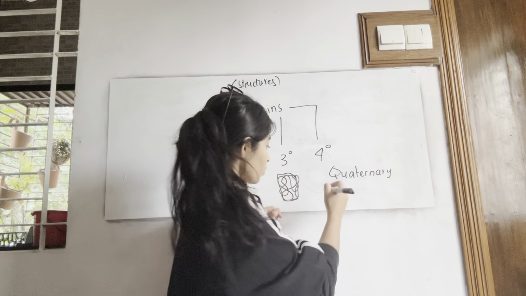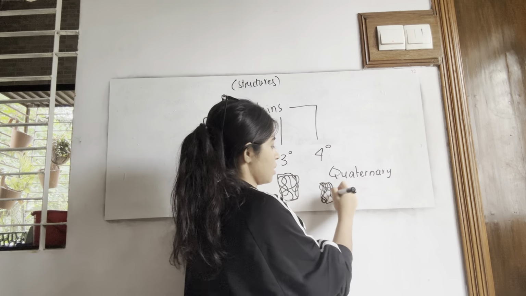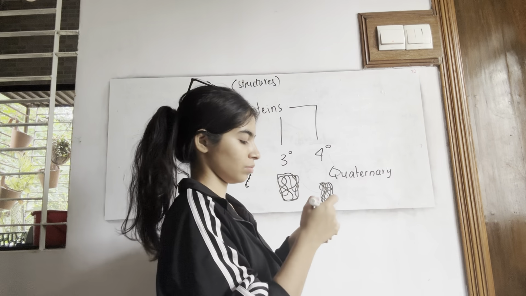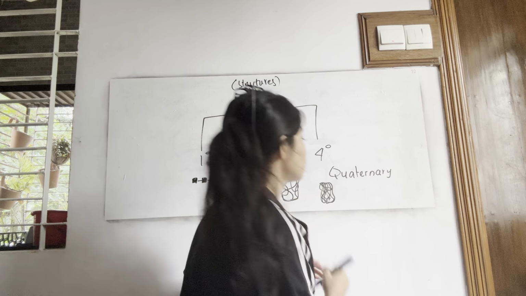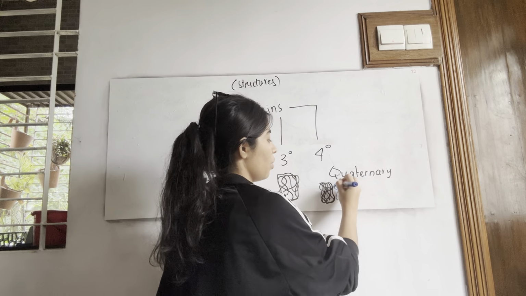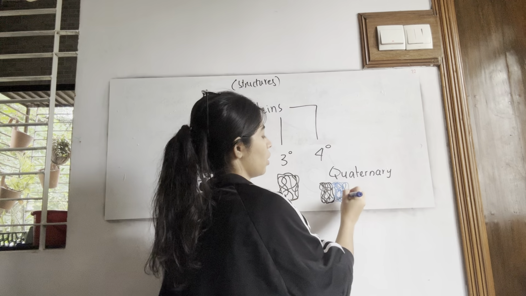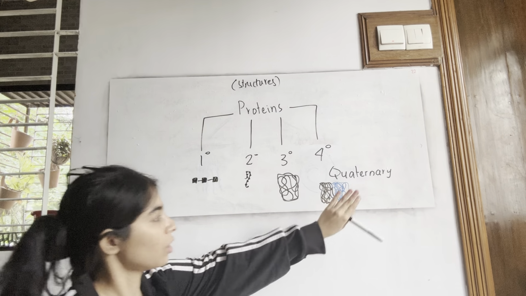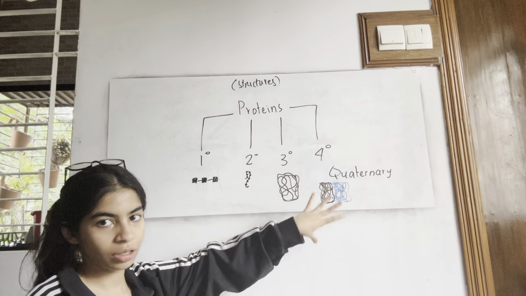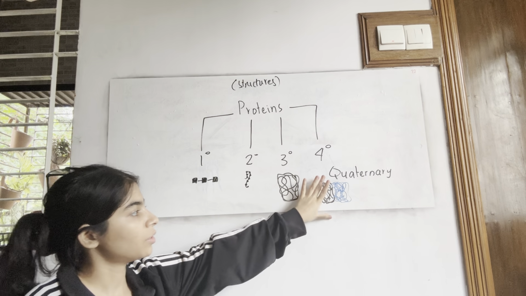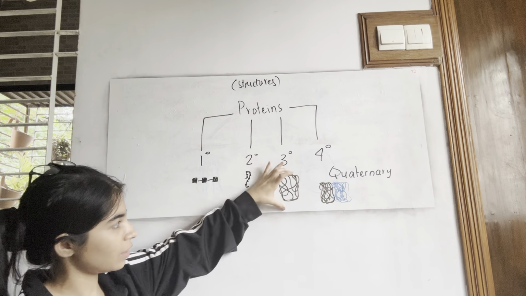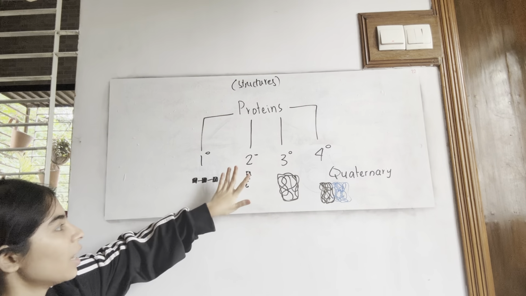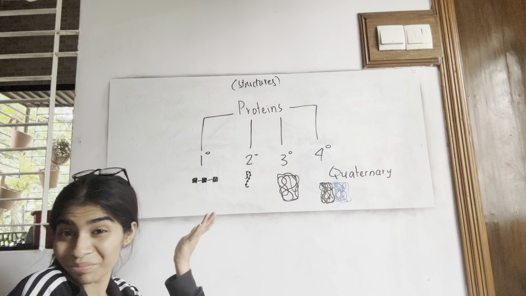And then quaternary is one polypeptide interaction with the other. And this is your quaternary structure, right? This is the last structure, as far as my knowledge goes. Then you break this, and it forms this, and then you take the strand, this is it, and when you zoom into the strand, this is what you get. Easy.